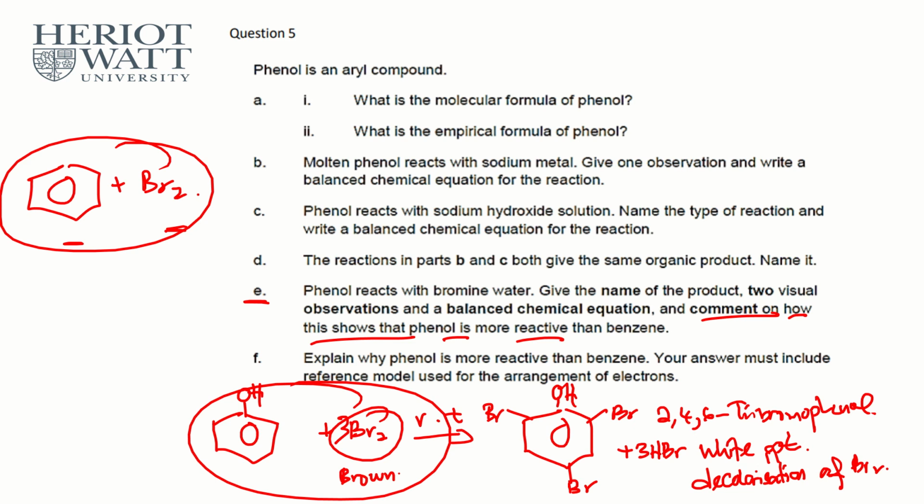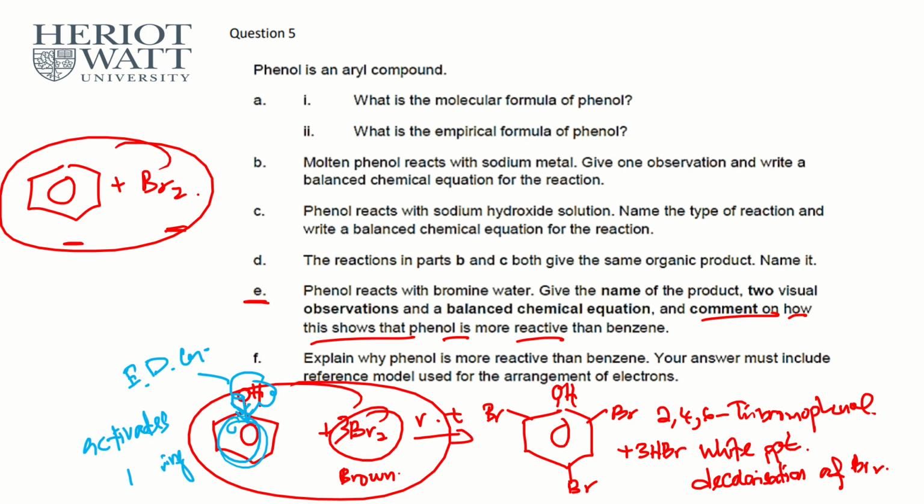But then for phenol, phenol is much more reactive so that it can happen at room temperature without any halogen carrier. See that? So they want you to comment, so just write it out. Okay, and why is phenol more reactive than benzene? Because phenol has an electron donating group, EDG, attached to it. EDG will donate electrons to the ring, and it activates the ring by providing more electrons.